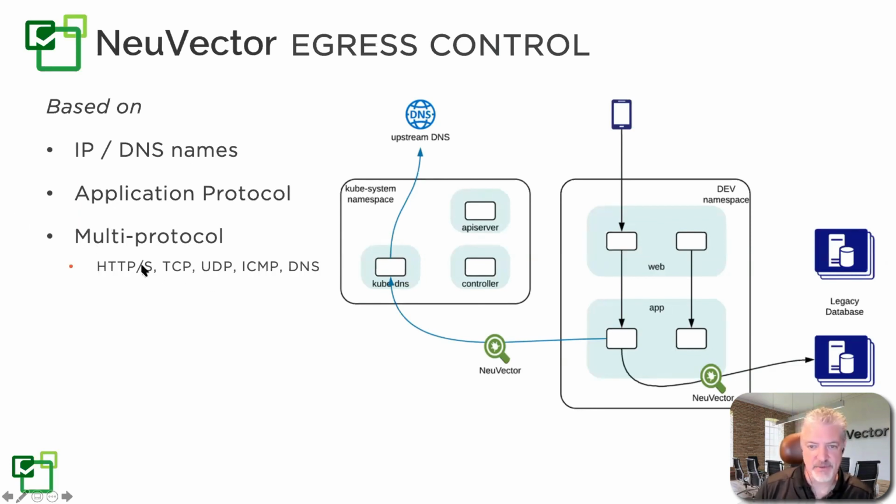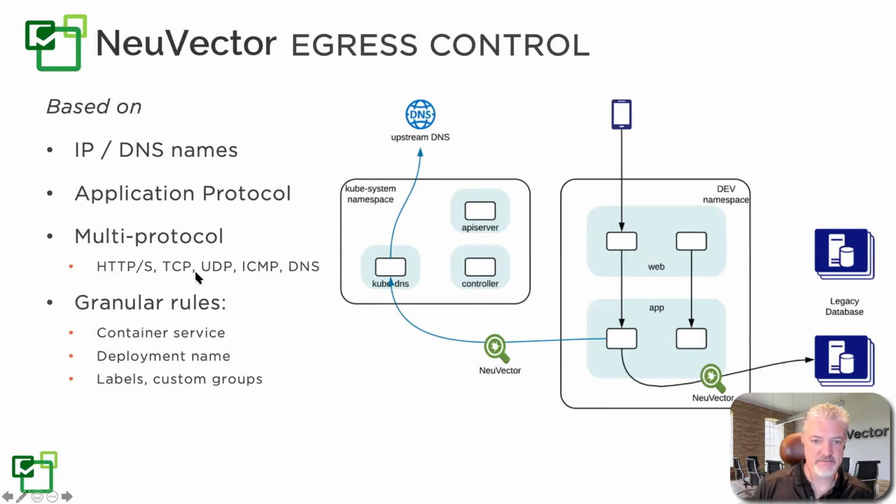Multi-protocol, I think we support 35 different application and network protocols, and more granular rules. So we can actually build rules based on a service. We can do it based on the deployment name. We can use labels. We can even use custom groups. So you can create a custom group. That's what I'm going to show you. Make a custom group and then do rules based on that. So maybe a custom group that's using a DNS name for that egress security there.